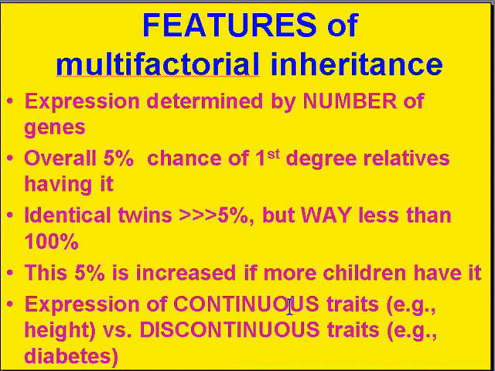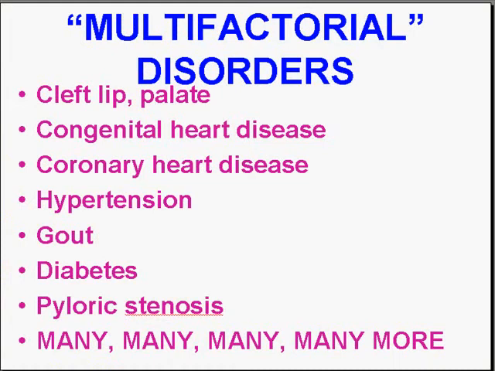In multifactorial inheritance, we talked about continuous traits, like height and weight, but we're also talking about diseases which are either present or absent, what we call discontinuous traits, like diabetes type 2. Either you have it or you don't have it. Many of the diseases classically thought of as congenital, as well as many common diseases, are multifactorial: cleft lip, congenital heart disease, coronary heart disease, hypertension, gout, diabetes, pyloric stenosis. Does this sound like we talked about all of the common diseases known to man?